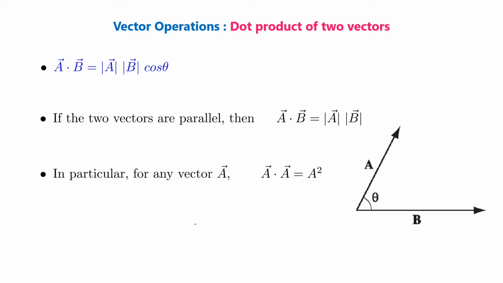In particular, for any vector A, vector A dot vector A is equal to A square. If vector A and vector B are perpendicular, then vector A dot vector B is equal to 0.